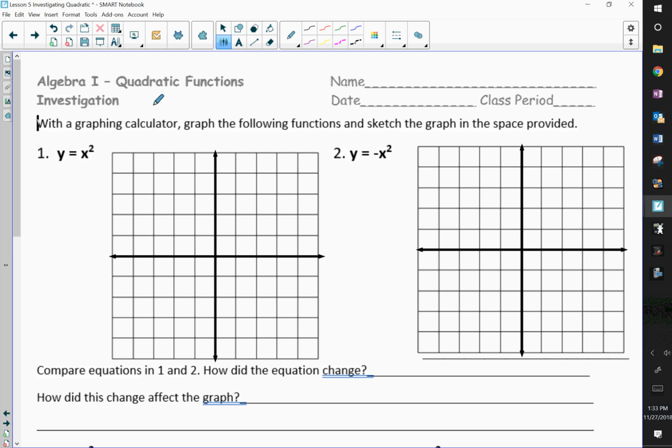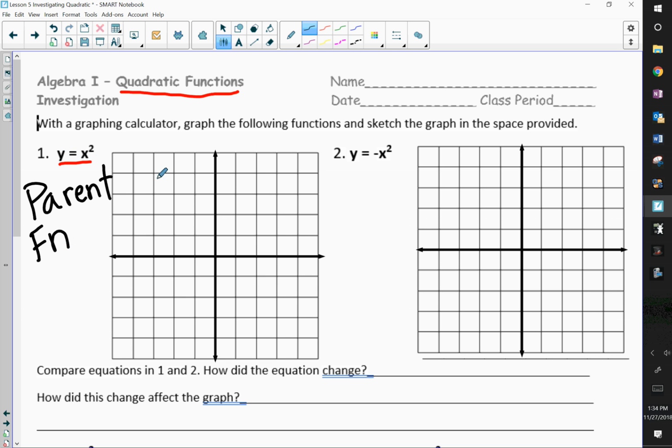Okay, so today's lesson, we're going to look at the second or third type of basic function. It's the quadratic function. It's y equals x squared. Y equals x squared is the parent function for this quadratic function. So you can write parent function. The abbreviation for function is fn.